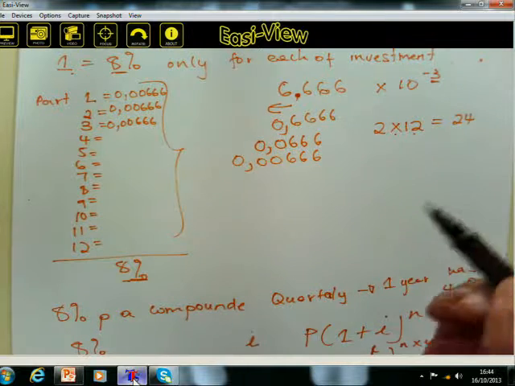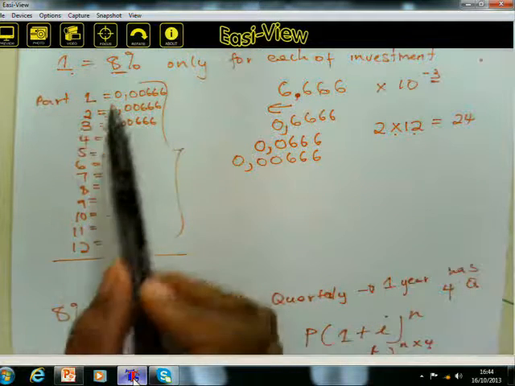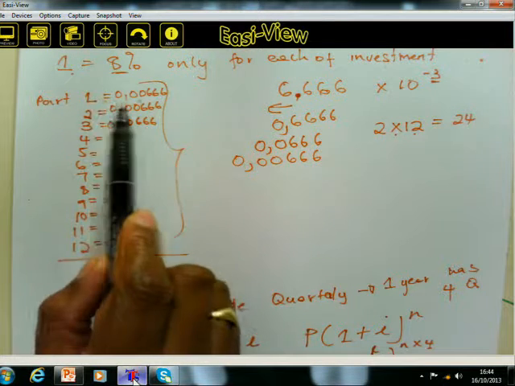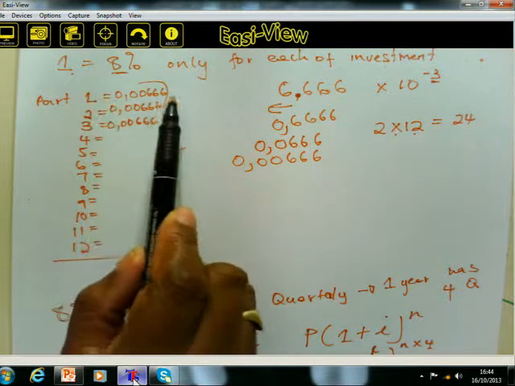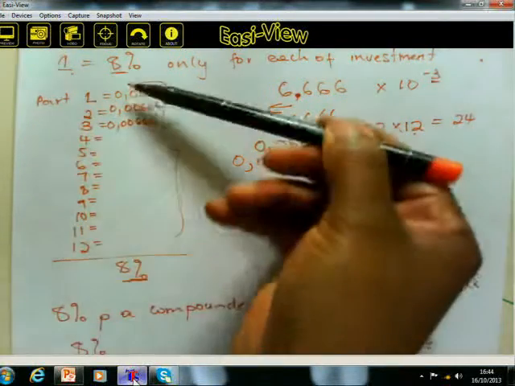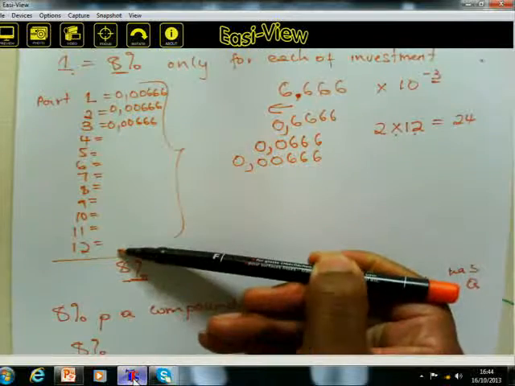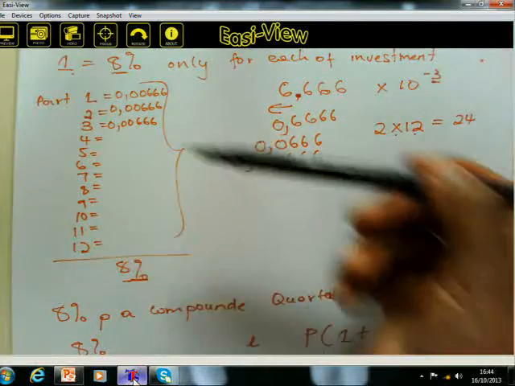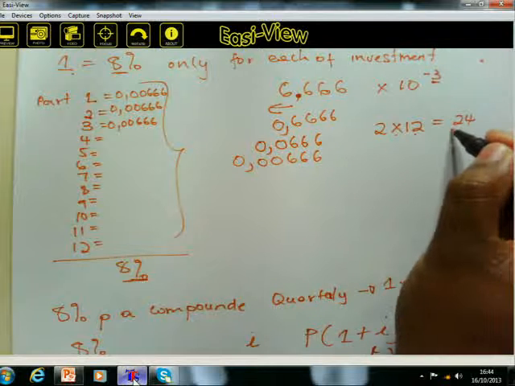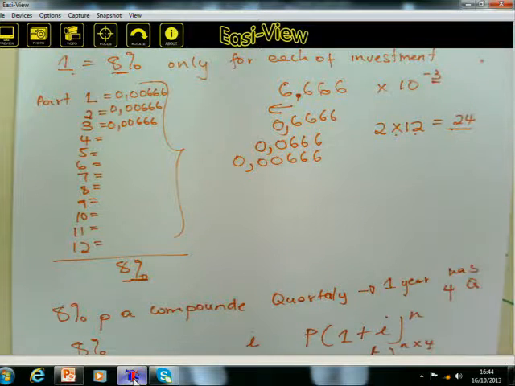Remember that in 1 year, that means you're going to get this interest 12 times. Every month you'll be getting 0,00666%. The second month again. So that means for 1 year, you'll be getting the interest for 12 months. For the second year, you'll be getting it for 12 months. So at the end, you would have got that interest for 24 months.